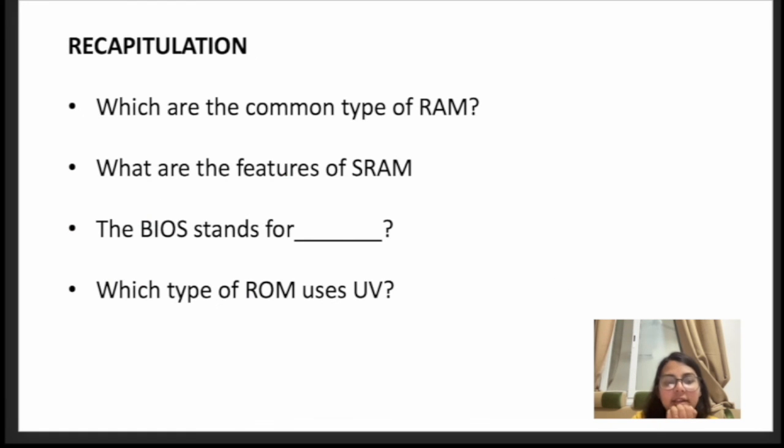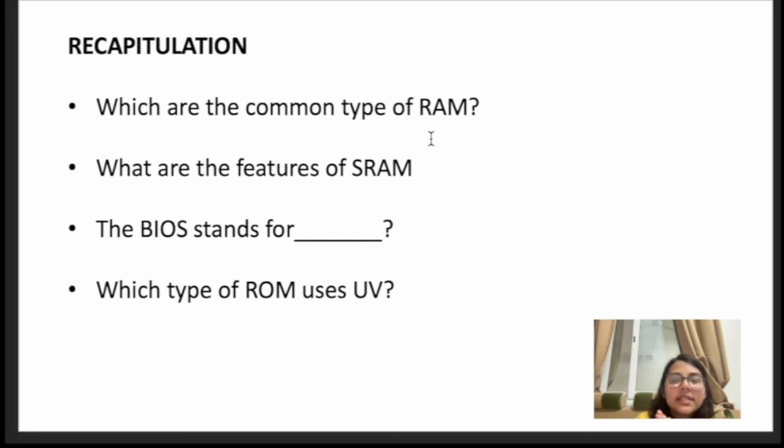Okay, then let's see, this is our recapitulation part. So you have to tell me what we have done in today's class. In today's class we have discussed RAM and ROM, and after that we got to know there is a category in RAM and ROM also. What is that, students? DRAM and SRAM. And again we have divided ROM into three categories, that is PROM, EPROM and EEPROM. Okay, students, then which are the common types of RAM? That is SRAM and DRAM. That means static RAM and dynamic RAM.